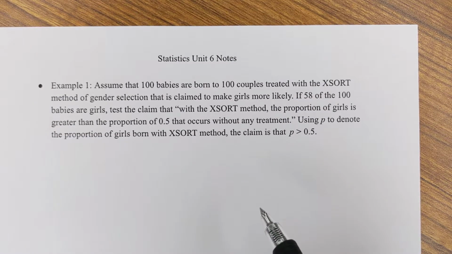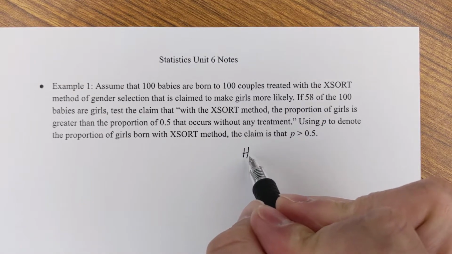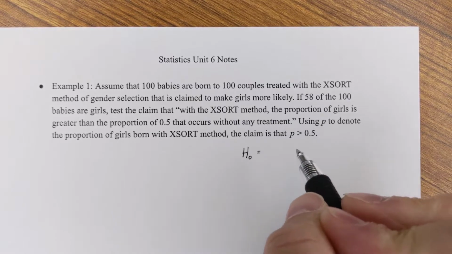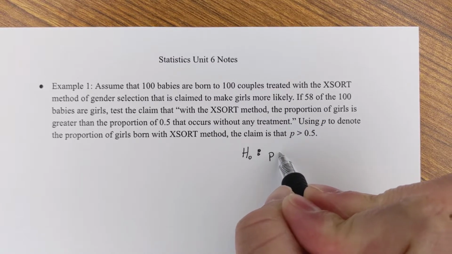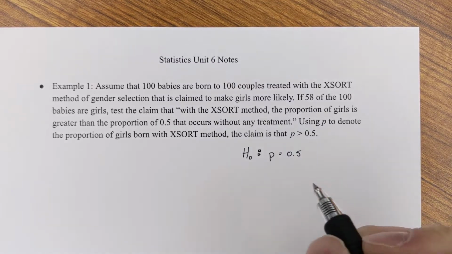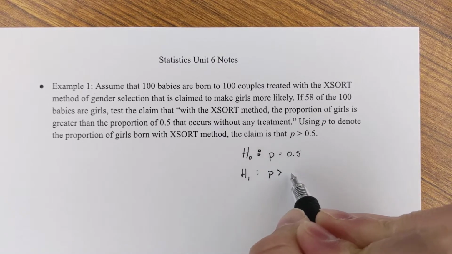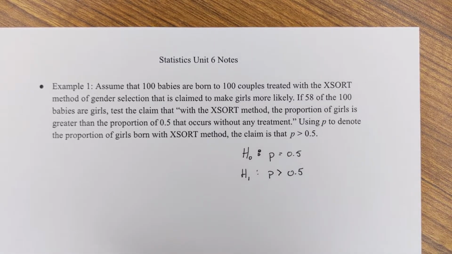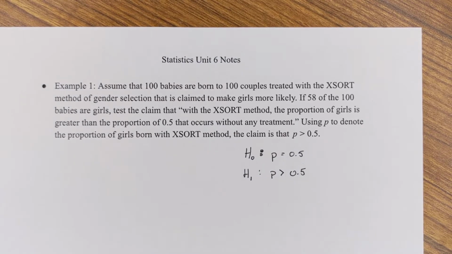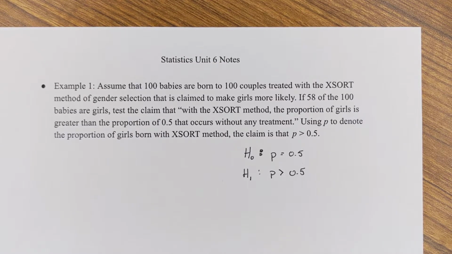Okay, so let's see what we got. H0 includes the equality, so colon, p is equal to 0.5. The alternate hypothesis is the one that includes the inequality, so we have that. Okay, so, oops, got ahead of myself.